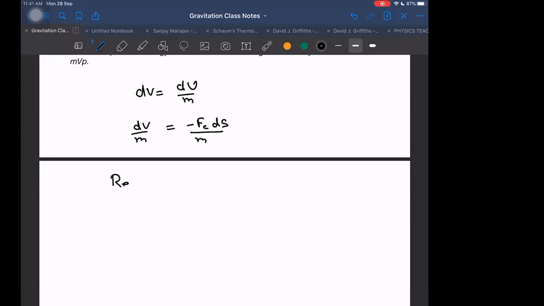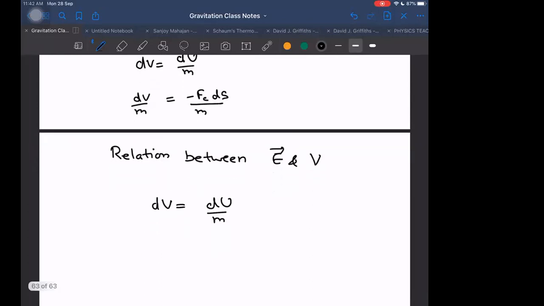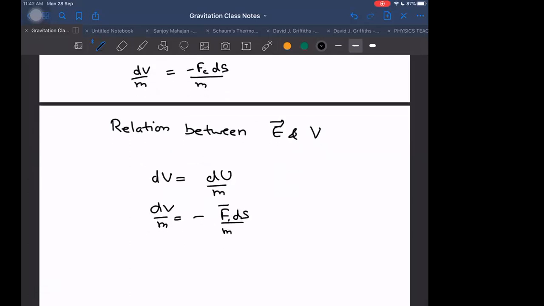Let me now write the relation between field and potential. They are related to each other. How they are related, that we will know now. dV is equal to dU by m, and dU by m is equal to minus of F into ds by m. F dot ds, it is a dot product.